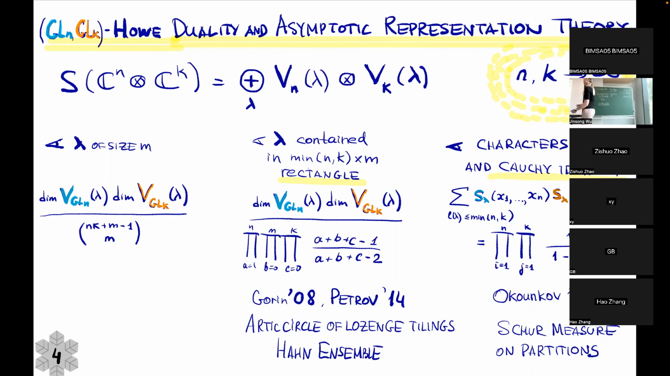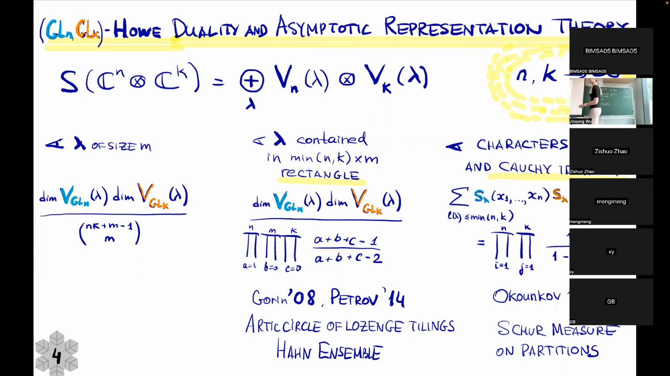But now if you try to study certain asymptotics, then it makes sense to make some restrictions on the diagrams. And the asymptotical problems related to the Howe duality have been widely studied. First thing, how can we deal with those diagrams is that we can consider the diagrams of a size M, or we can consider diagrams which are contained in the rectangle. That was studied by Gordon and Troll, and also it's related to the Arctic circle of the lozenge tiling ensemble. Later, I will tell how our problem is related to what tilings and to what ensembles.